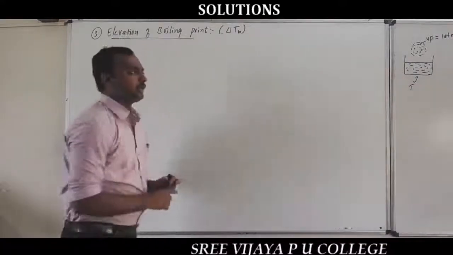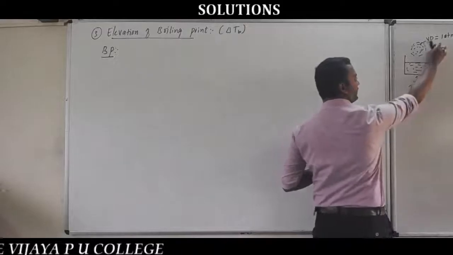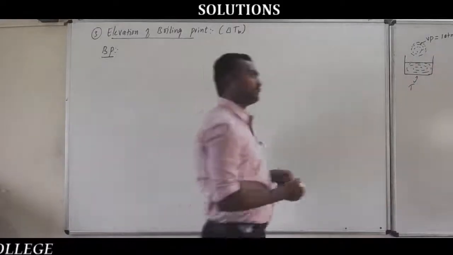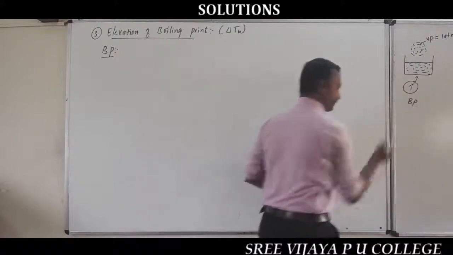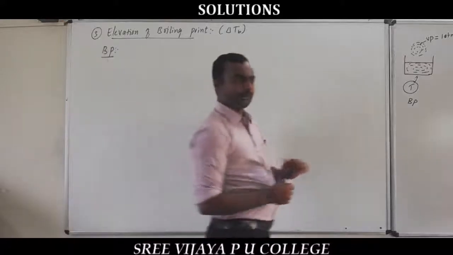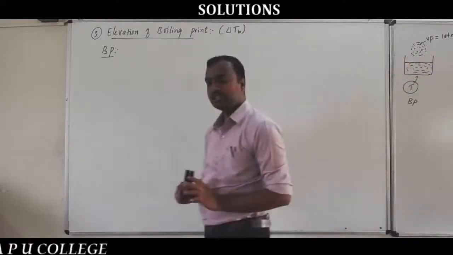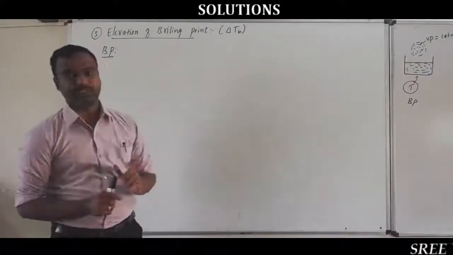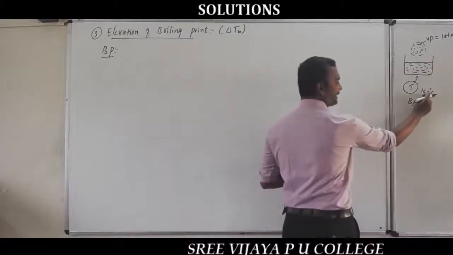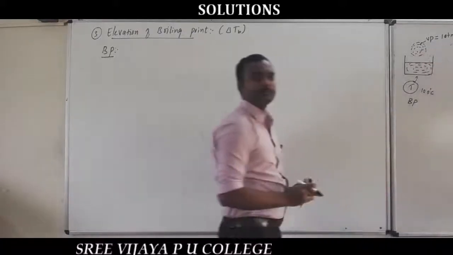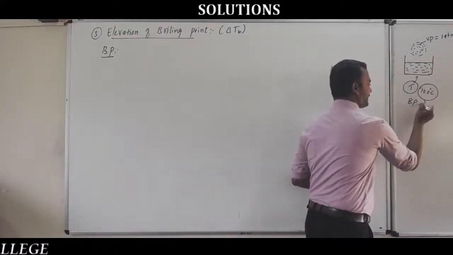So remember, when you heat the liquid, at a particular temperature the vapor pressure of the liquid is equal to 1 atmospheric pressure. That particular temperature we call the boiling point. Very simple concept. The boiling point is the temperature at which the vapor pressure of the liquid becomes equal to 1 atmospheric pressure. Let me take an example, water. We know that the boiling point of water is about 100 degrees Celsius. At 100 degrees Celsius the vapor pressure of the water becomes equal to 1 atmospheric pressure, which in bar is 1.013 bar.